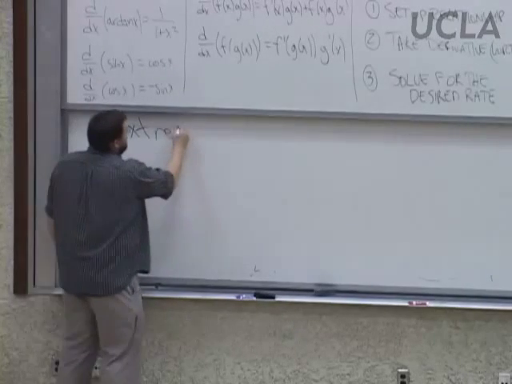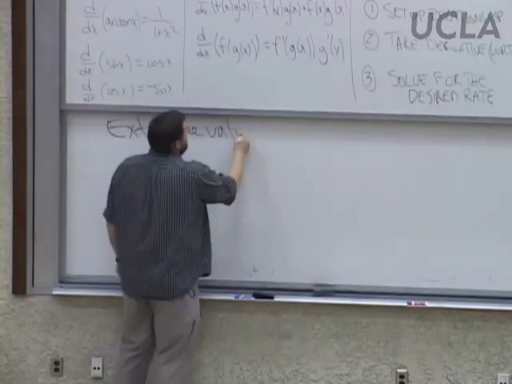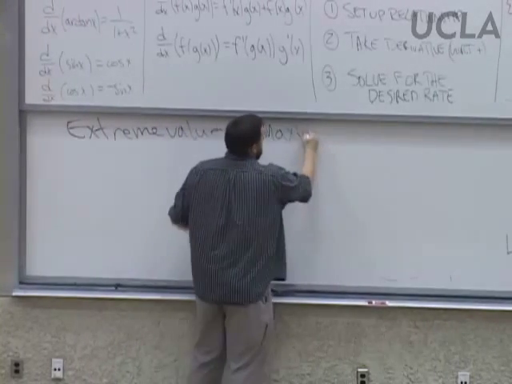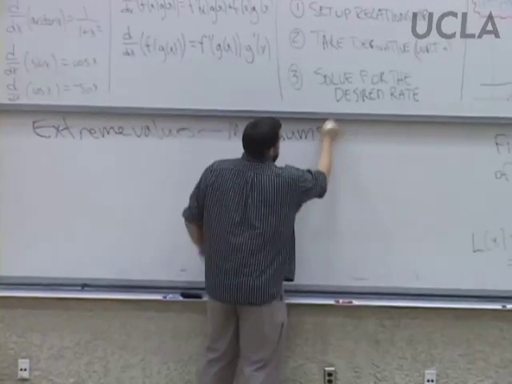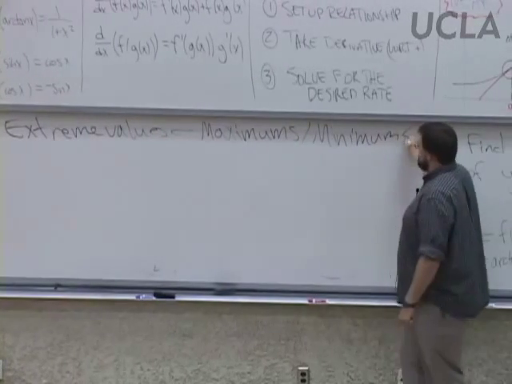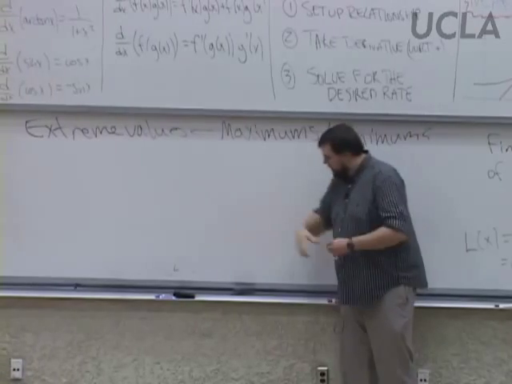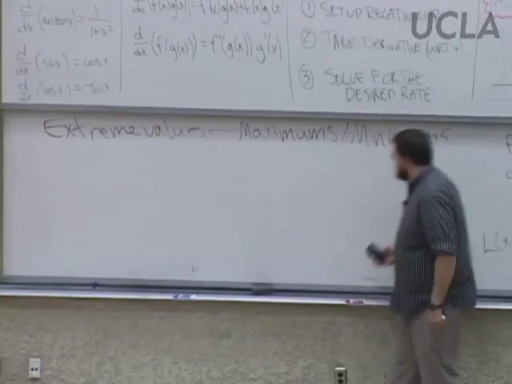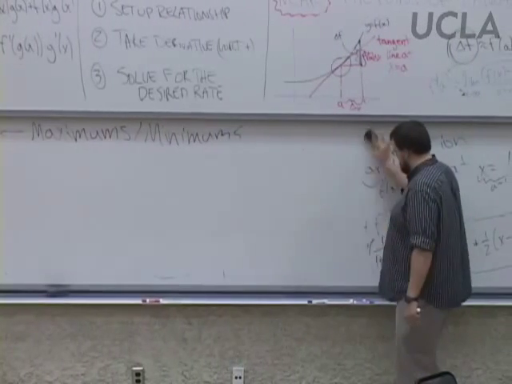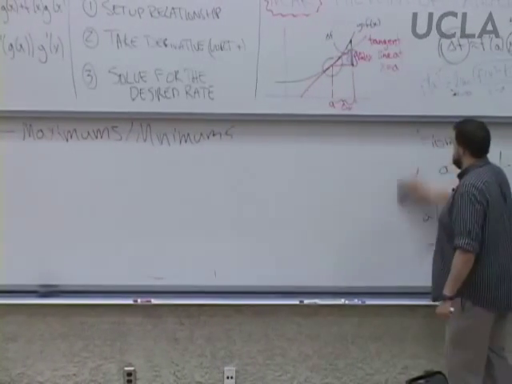So what do I mean by extreme values? Well, in other words, we're looking for what we call maximums and minimums. Okay, that's when we talk about extreme values. We want to find the largest and the smallest. Now here, we're actually going to have two kinds of maximums and minimums.